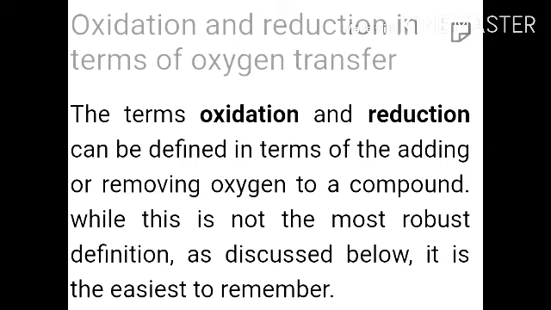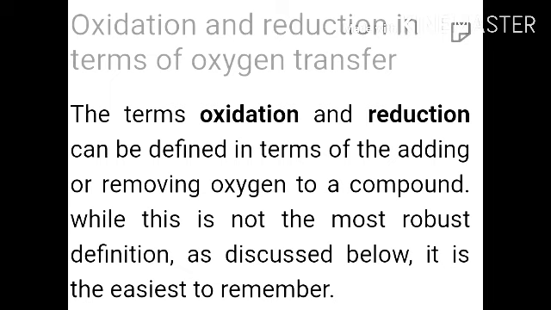Reduction is a gain of electrons. I know this seems kind of confusing because usually when you have a reduction of something, you have less of it. We'll talk later about why a gain of electrons is called a reduction. But anyway, reduction, gain of electrons, and then oxidation, which is a loss of electrons. So, we've got reduction and oxidation.